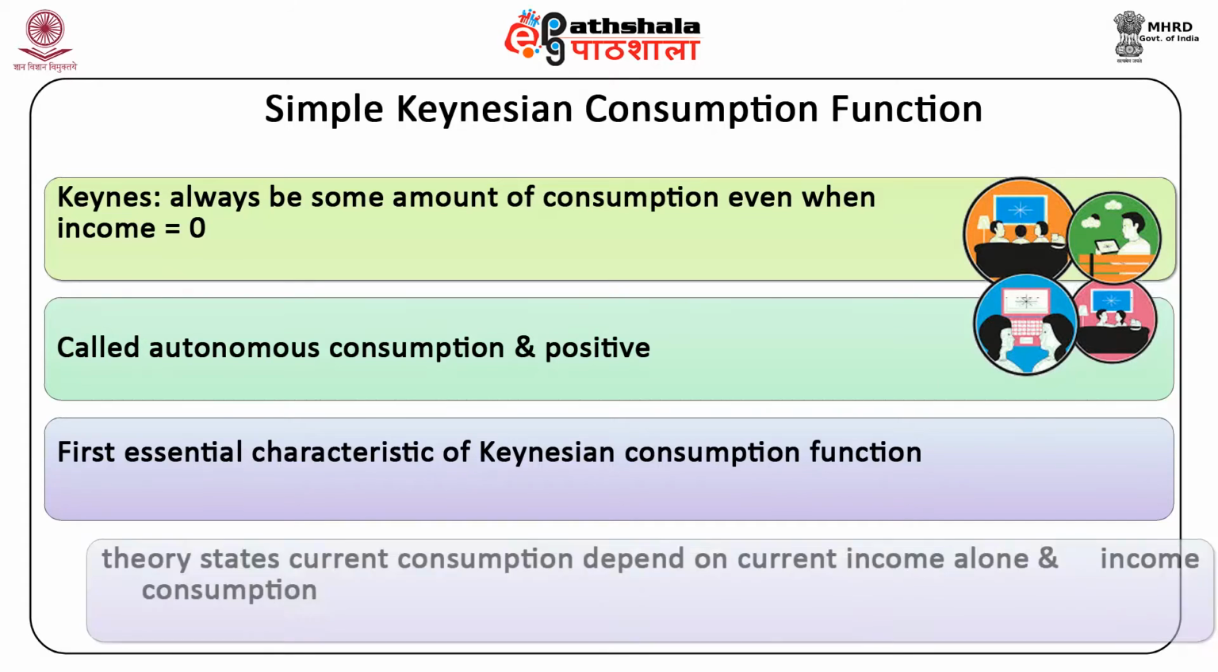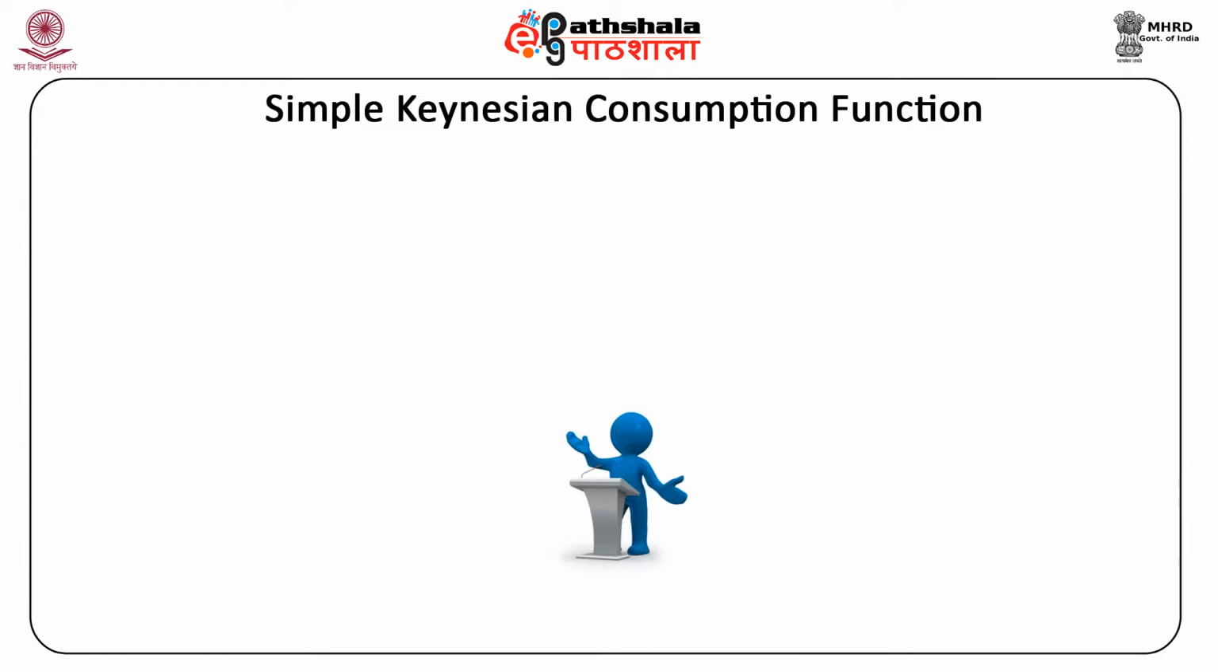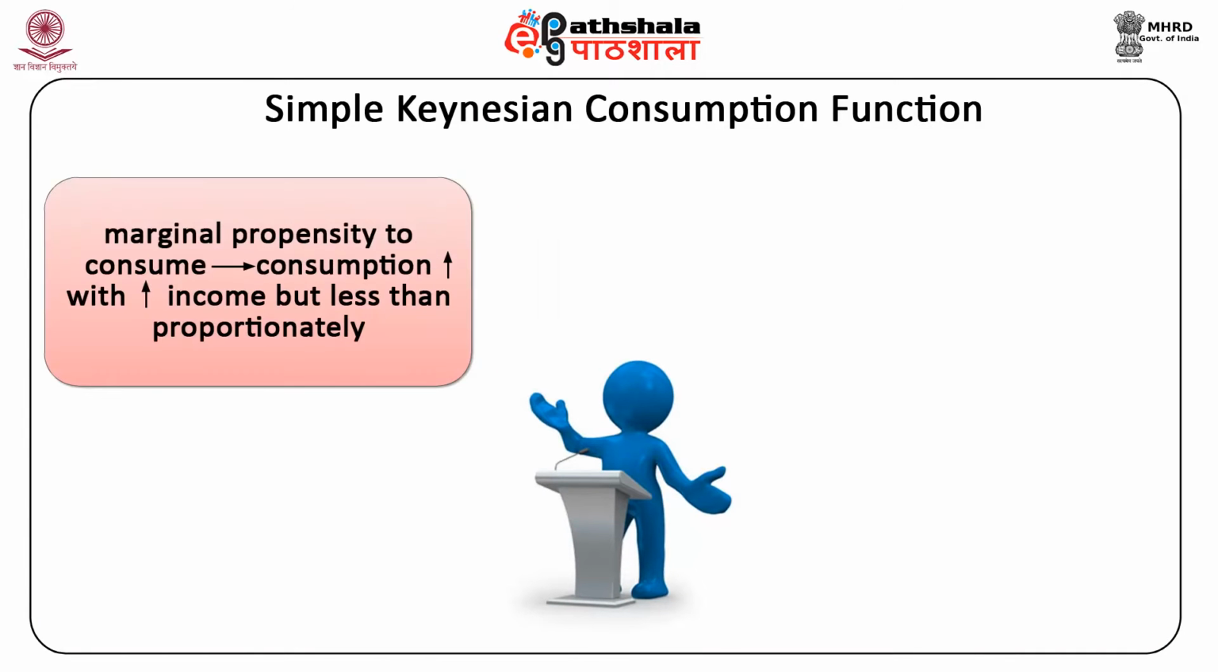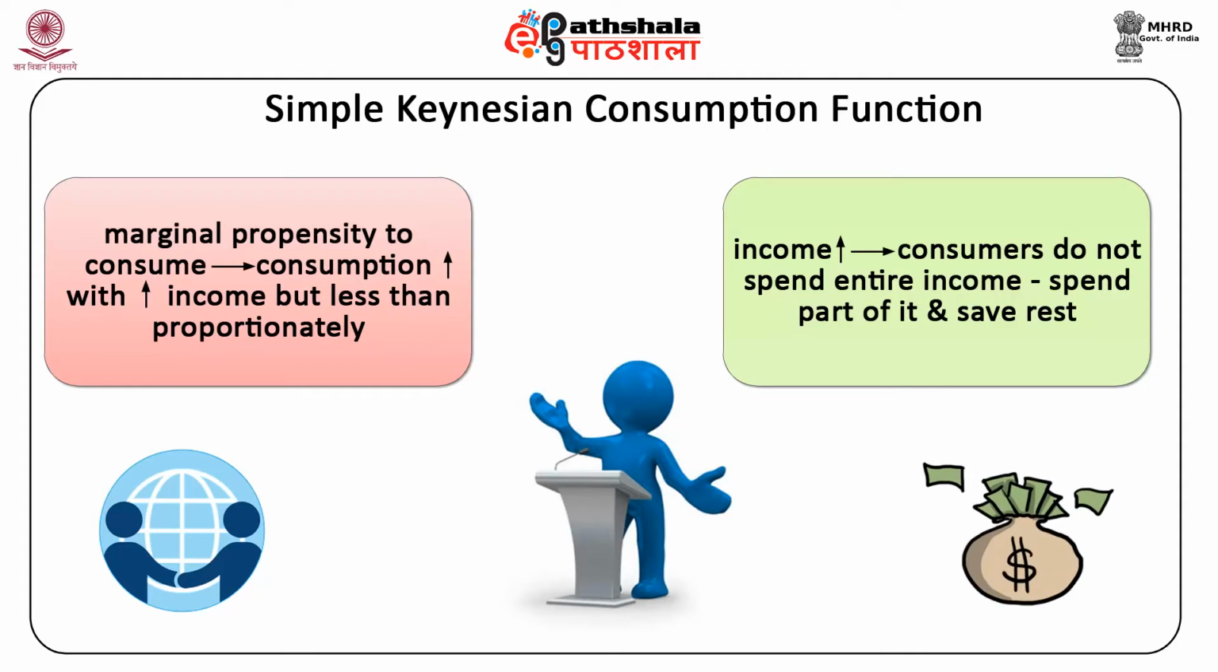Secondly, the theory states that current consumption depends on current income alone, and with the increase in income, the consumption also increases. However, due to the marginal propensity to consume, consumption increases with the increase in income but less than proportionately. In other words, as income increases, consumers do not spend the entire income. They spend part of it and choose to save the rest.